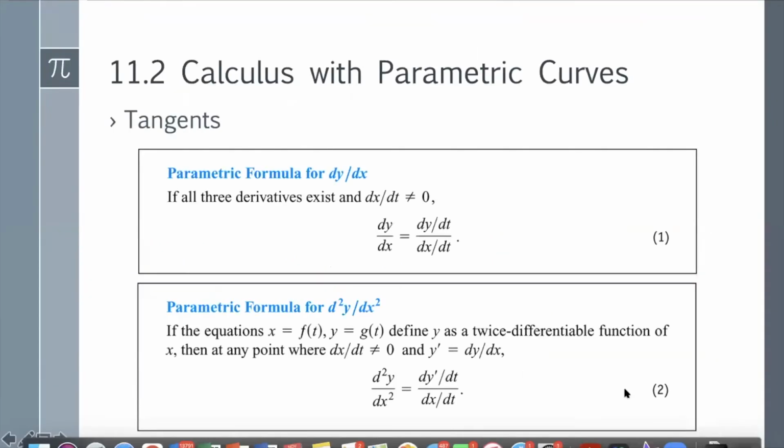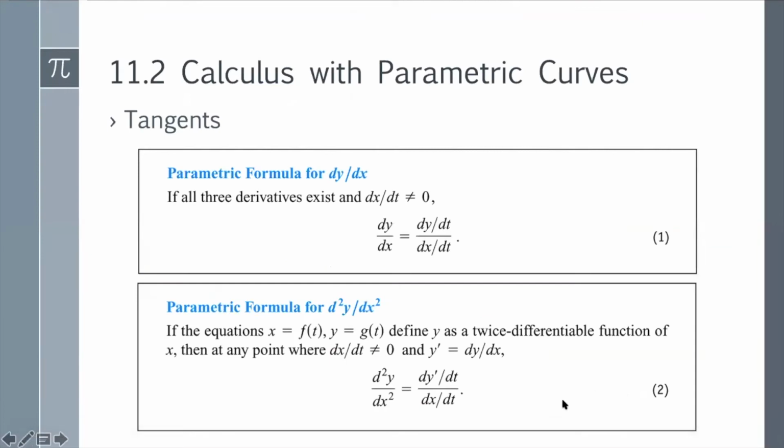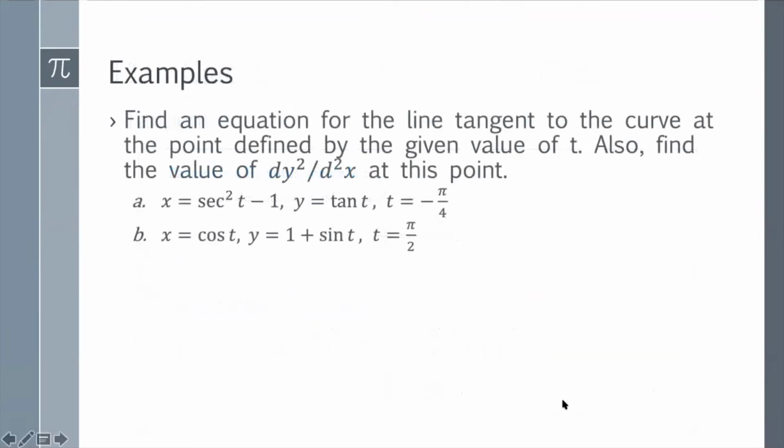Remember, you can always have this formula in front of you when you're doing problems. All right, so in these two examples, we're going to find an equation for the line tangent to the curve at the point defined by the given value of t, and we will also find the value of the second derivative at that point. Okay, so I'm going to switch back to the tablet.